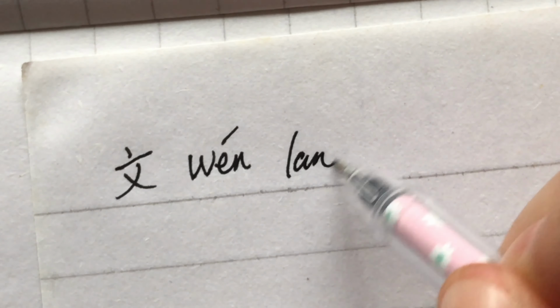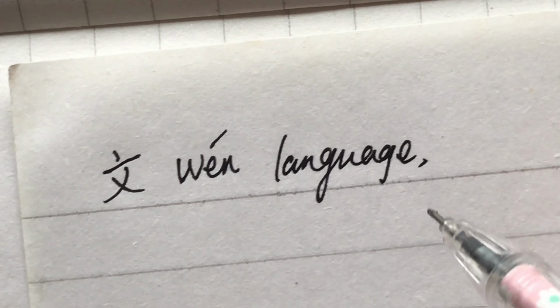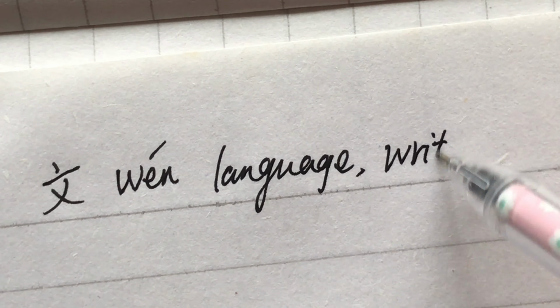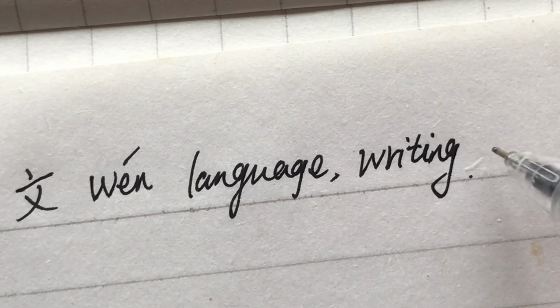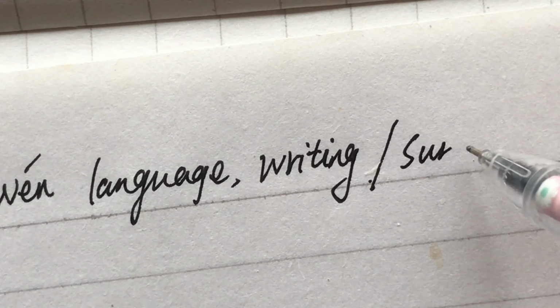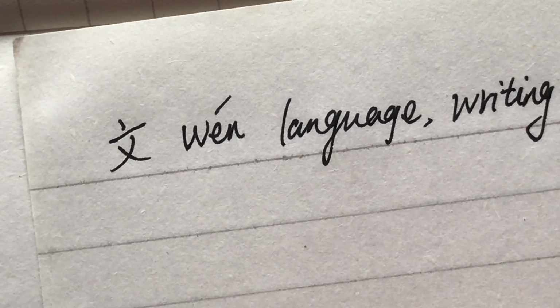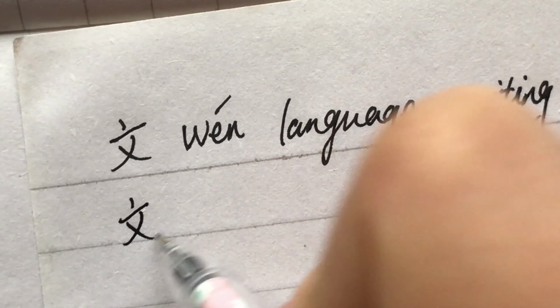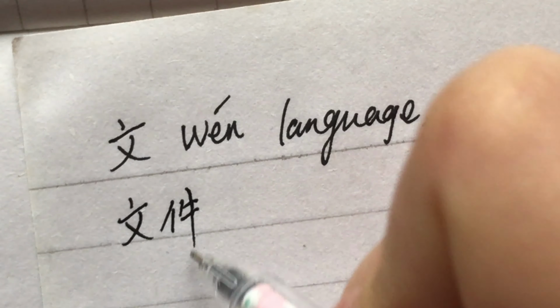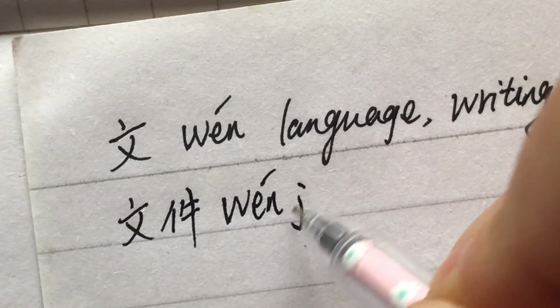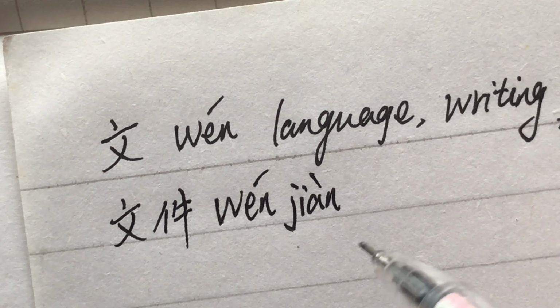文 means language, writing, or surname. For example, 文件, document.